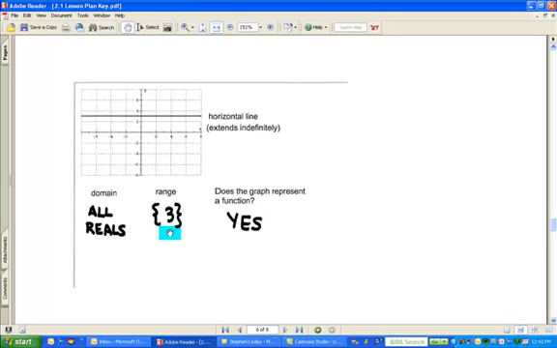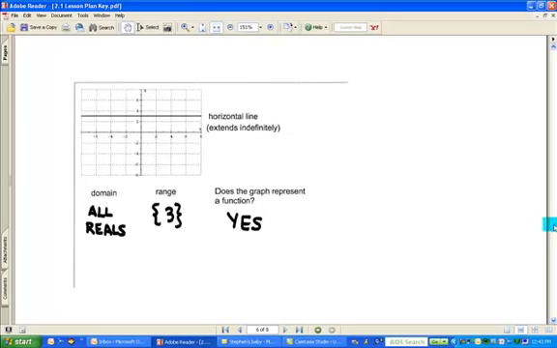The range, which is the y value, you're scanning again, remember, from bottom to top. Well, in this particular problem, the bottom and the top are pretty much the same. Notice that the y-axis, the only value you touch is 3. That's why the range is just the set containing the number 3. Does this graph represent a function? Yes. When I apply the vertical line test, any vertical line that I draw only crosses the graph one time, which means the graph is functioning properly.